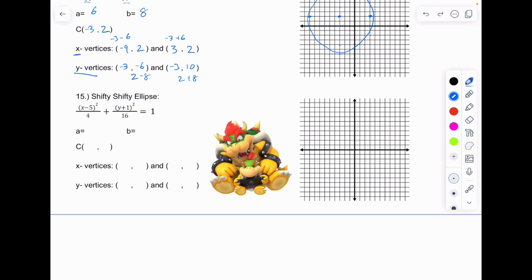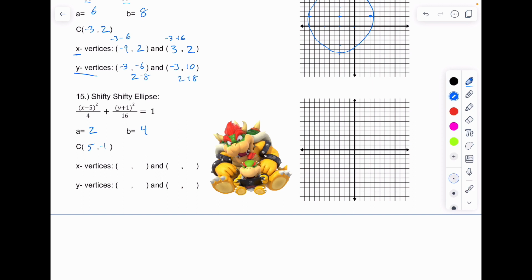Anyways, let's find what our A's are. A is gonna be 2, and our B is gonna be 4. Our center is gonna be 5 and -1. The A came from here, the square root. The B was the square root of this. Your center is this H and this K.